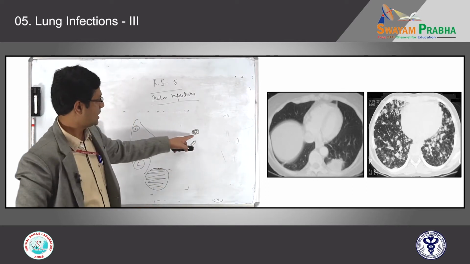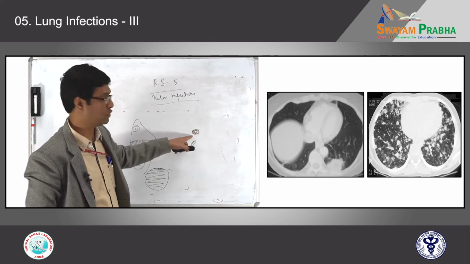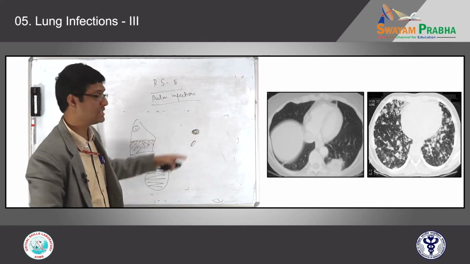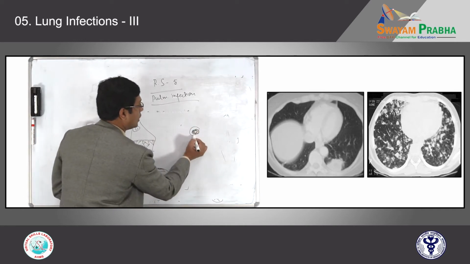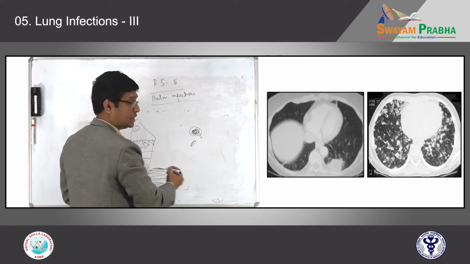That means the terminal bronchi, one of the segment of bronchi or bronchiole, along with adjacent lung parenchyma is involved. That's why we call it as bronchopneumonia.